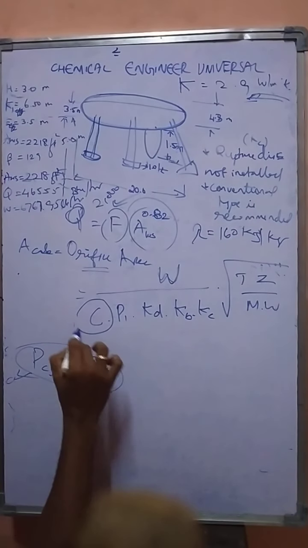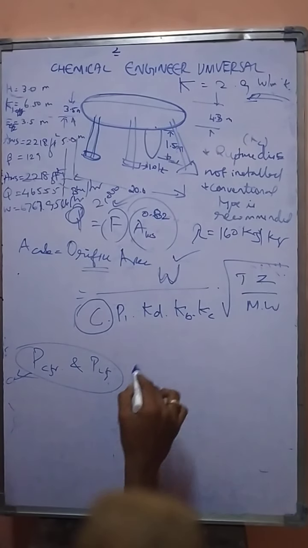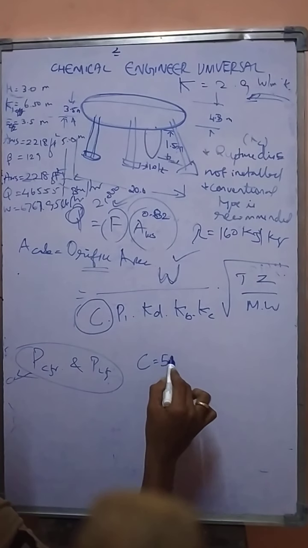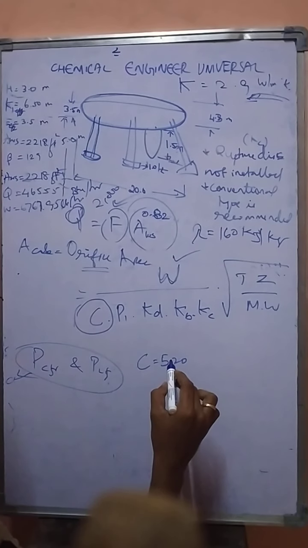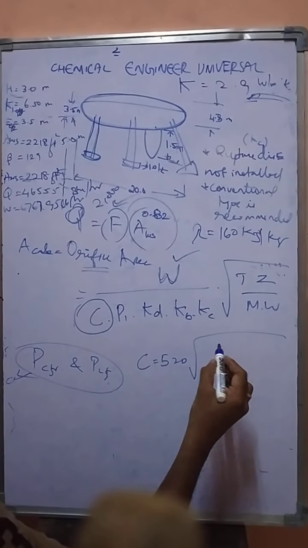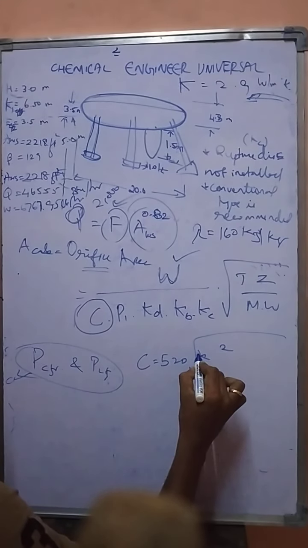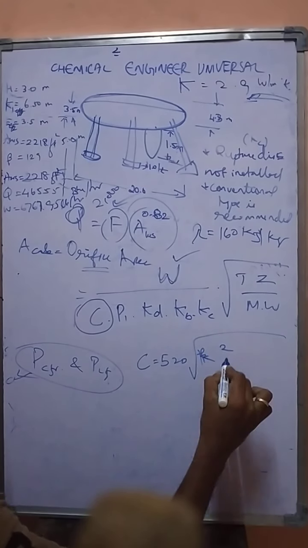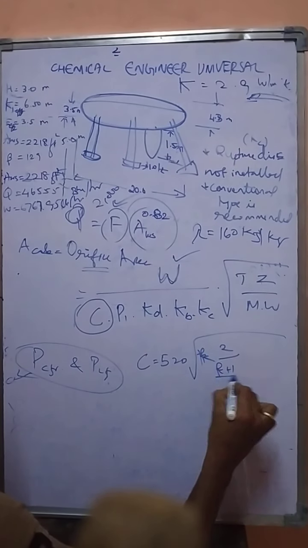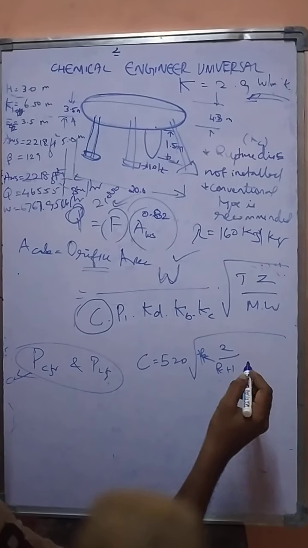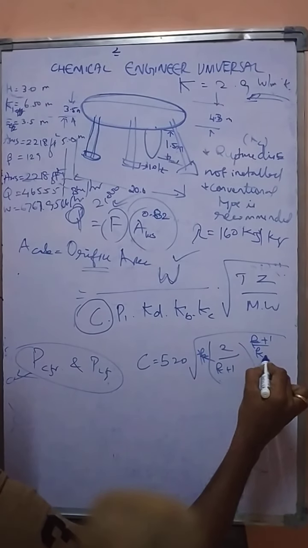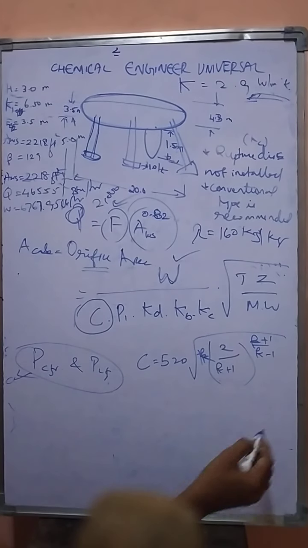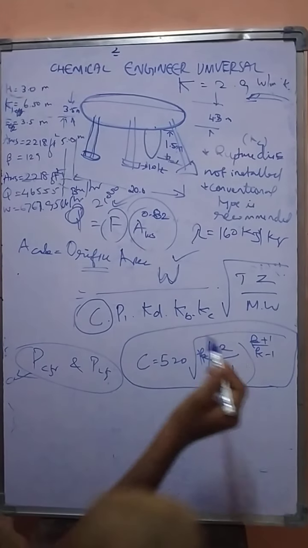So for finding C, we have a formula. We know the W value. C is equal to 520 square root of K into, where K is the ratio of specific heats, 2 divided by K plus 1, whole power of K plus 1 divided by K minus 1. This is the formula for finding the C value.